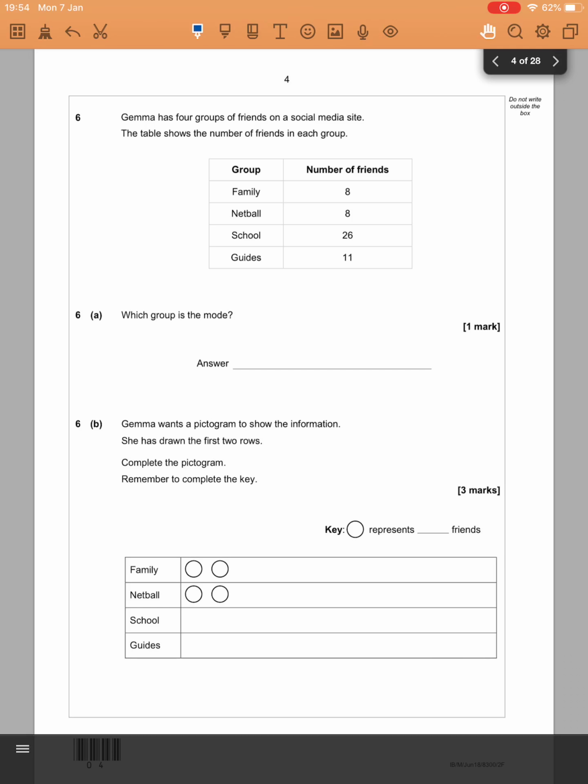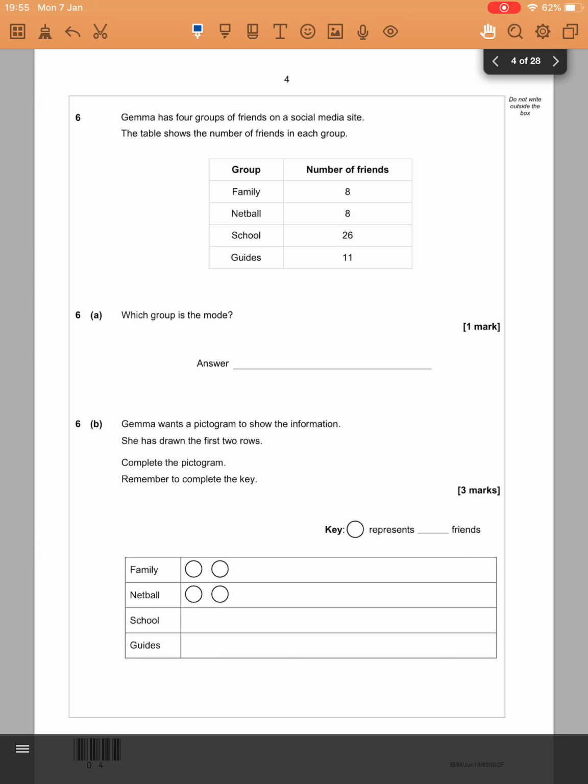Question 6. Gemma has 4 groups of friends on a social media site. The table shows the number of friends in each group. So she has 8 in family, 8 friends in netball, 26 friends in secondary school, and 11 friends in guides. So which group is the mode? If you remember the rhyme, hey diddle diddle, the median's the middle un, you add and divide for the mean. The mode is the one that occurs the most. We can stop there because the mode is the one that occurs the most. So which group is most popular is what it's looking for.